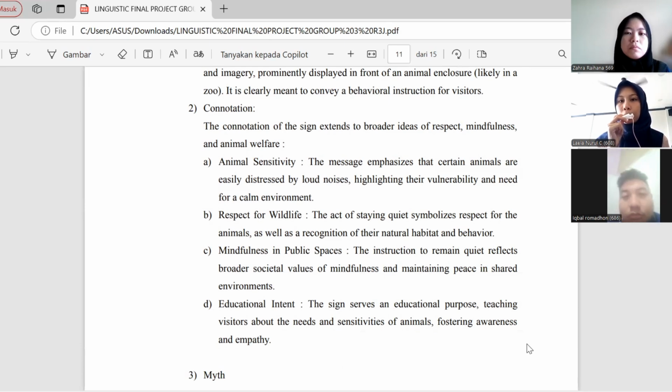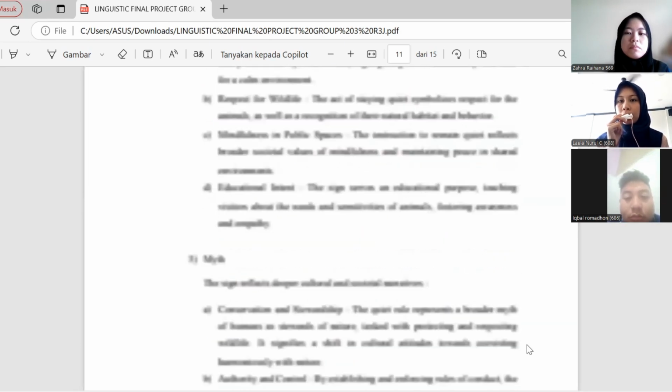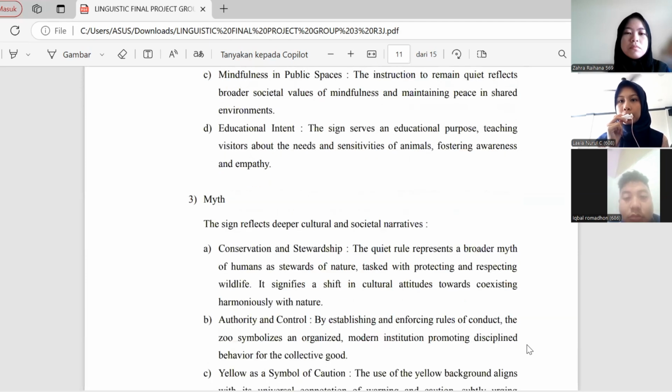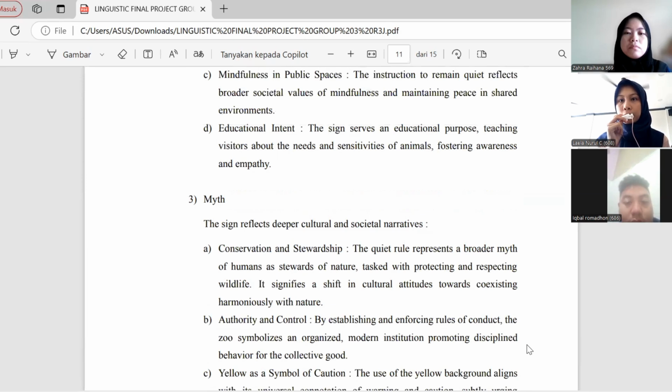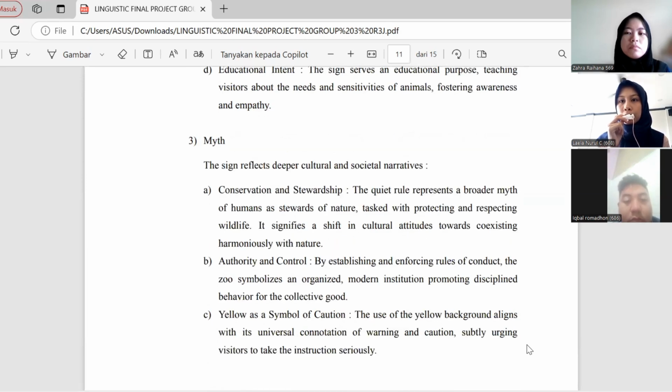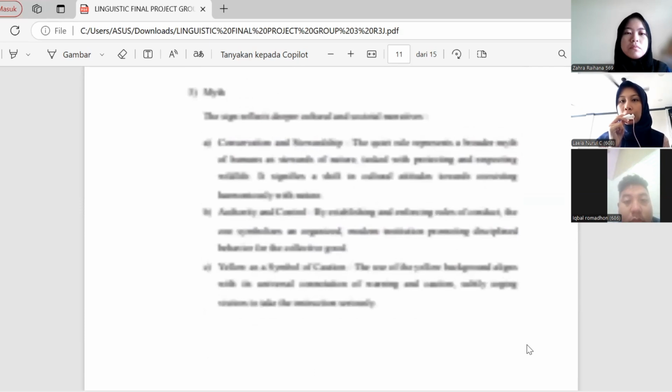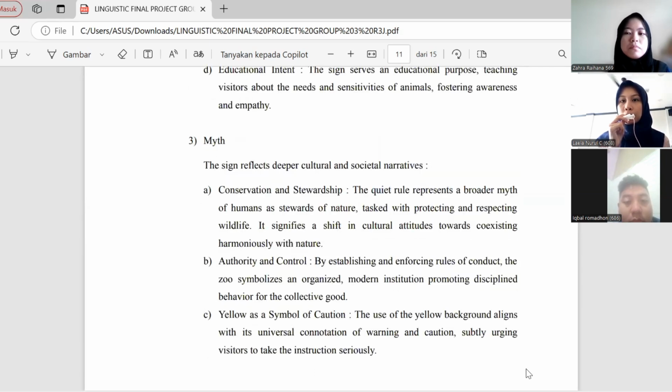B. Respect for wildlife. C. Mindfulness in public spaces. D. Educational intent. The sign serves an educational purpose, teaching visitors about the needs and sensitivities of animals, fostering awareness and empathy. 3. Myth. A. Conservation and stewardship. The quiet rule represents a broader myth of humans as stewards of nature, tasked with protecting and respecting wildlife. B. Authority and control.